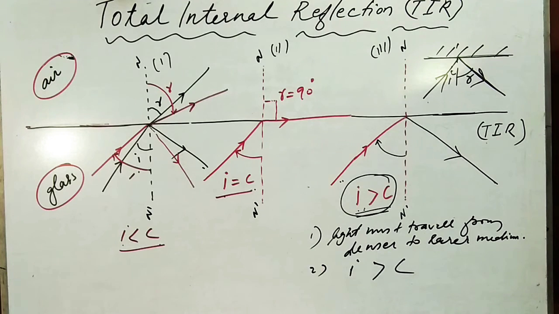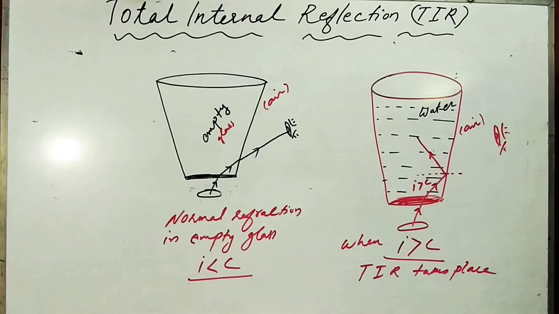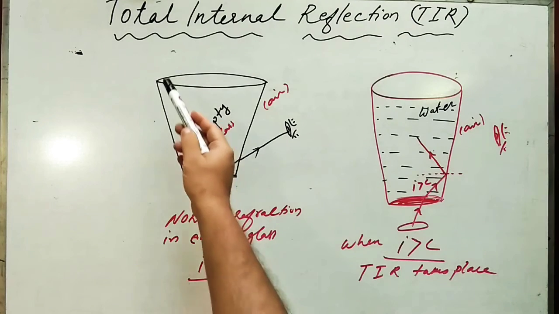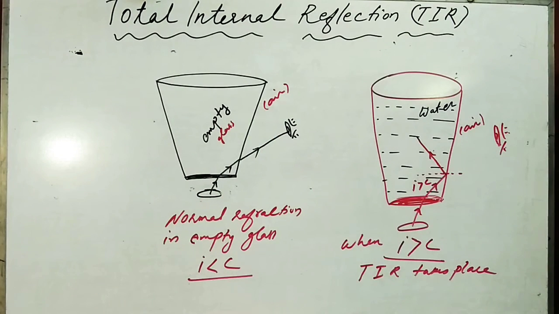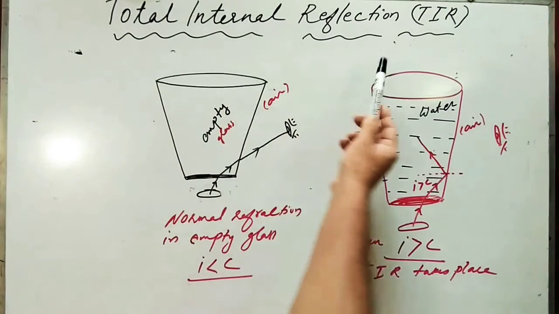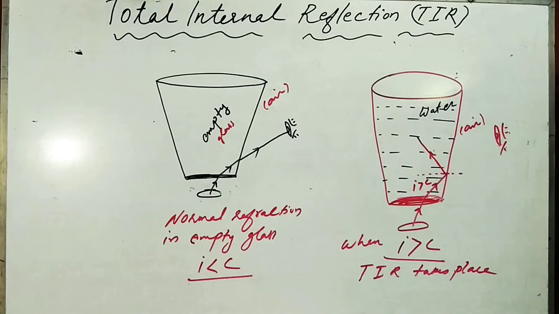Alright, is it clear to you? Okay, fine. We have seen what is total internal reflection, how it takes place, and what are the essential conditions for TIR to take place. Now, as a concluding part, based on the theory we have learned in this session, we will try to explain our simple demonstration.